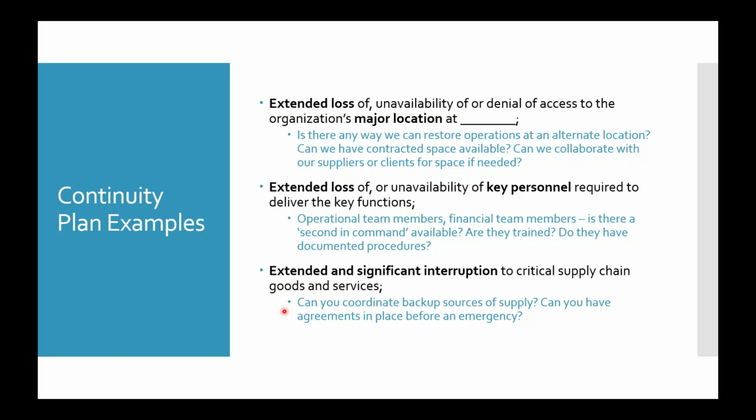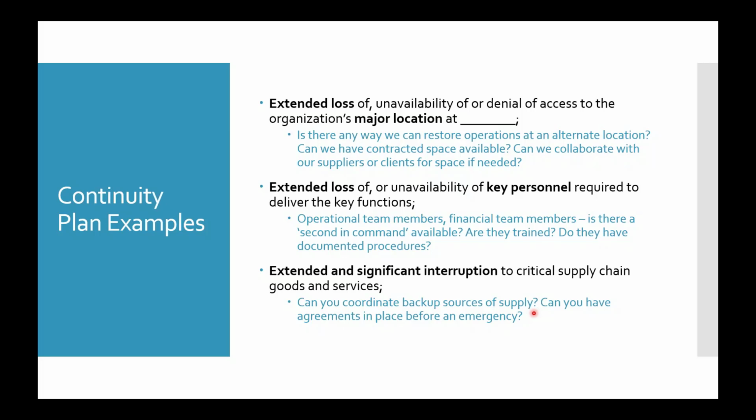Next, extended and significant interruption to critical supply chain goods and services. Can you coordinate backup sources of supply? So here at Vertex, we have a primary source of supply and we have backup sources. So for Hewlett Packard Enterprise, we can buy direct. We can also buy through wholesale distribution. And on wholesale distribution, we have warehouses all across the country we can pull from and from 3 different distributors. So even if those distributors are down, I've got a backup to the backup. So we've got multiple redundancies on sources of supply.